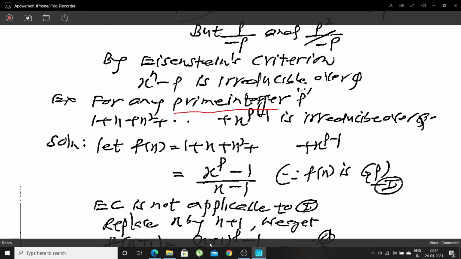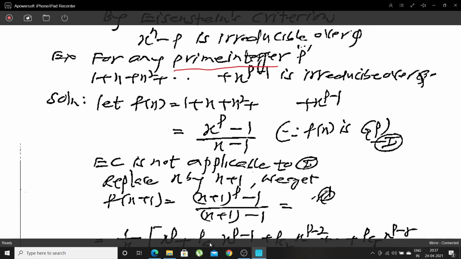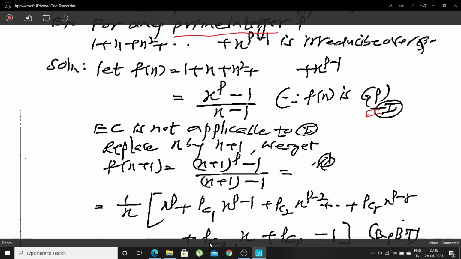rational numbers. As usual, let me denote the polynomial by f of x. Clearly, the polynomial is in geometric progression, in geometric form. We have to make use of the geometric progression formula, that is x to the power n minus 1 by x minus 1. Here we get x to the power p minus 1 by x minus 1. Clearly, we are not able to apply the theorem. What do we have to do?